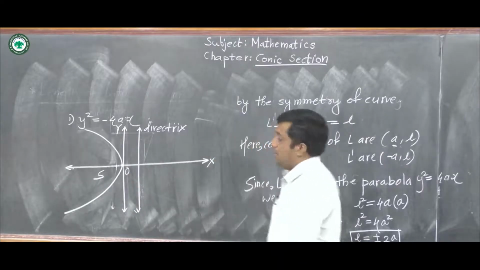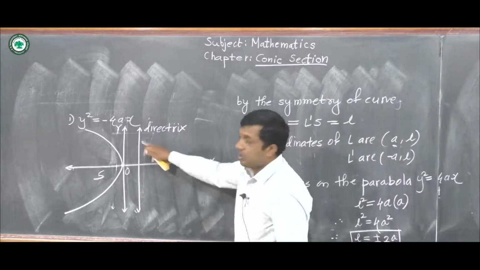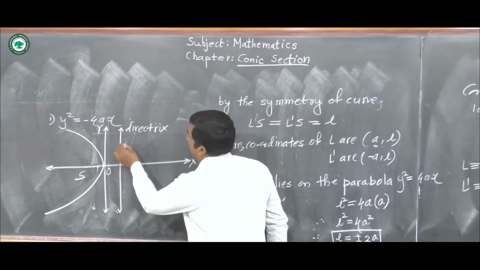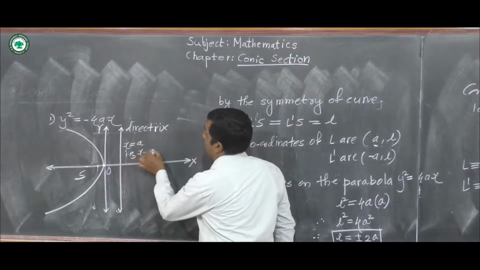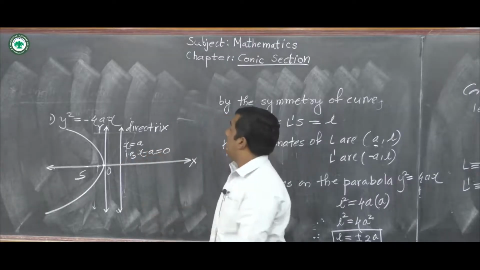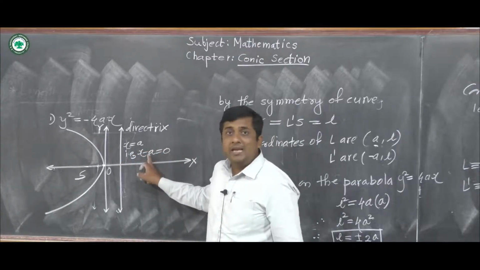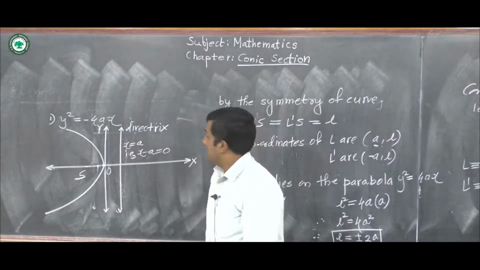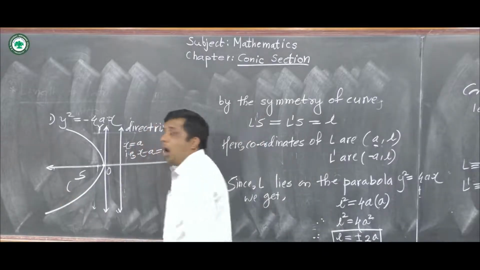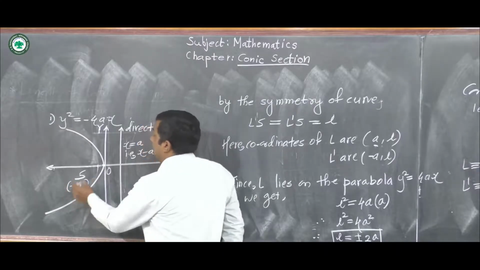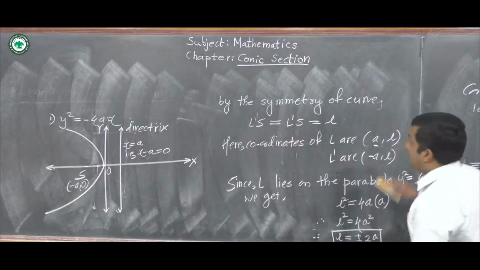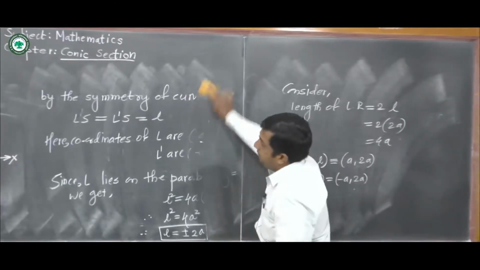So remember this figure. Here the equation of the directrix is x is equal to a, that is x minus a is equal to 0. This is the equation of the directrix. The coordinates of S, that is the focus, are minus a, 0. Let's go with our next form.